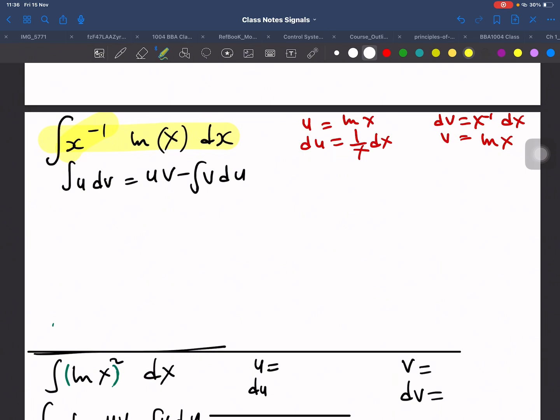So now, I will input all these values into the formula. And what is the formula? The formula is this one we are seeing now. The integral of x raised to the power minus 1 ln x dx, that is the integral of u dv, is equal to uv minus the integral of v du. So I'm going to input the values into this formula now. Let's go.